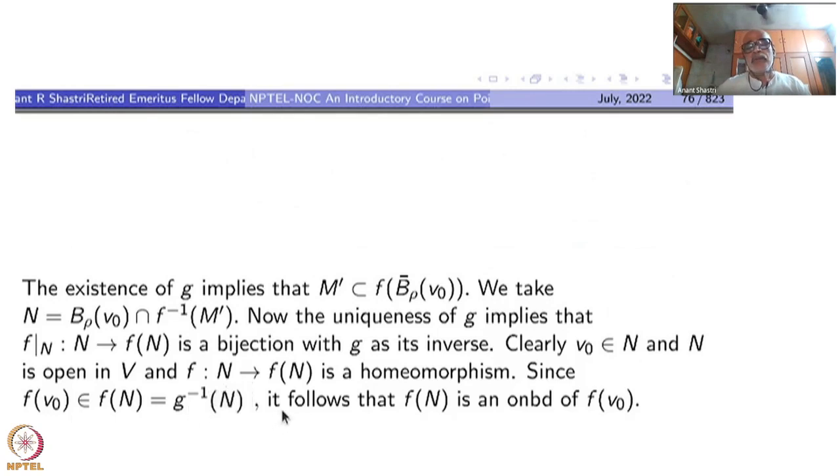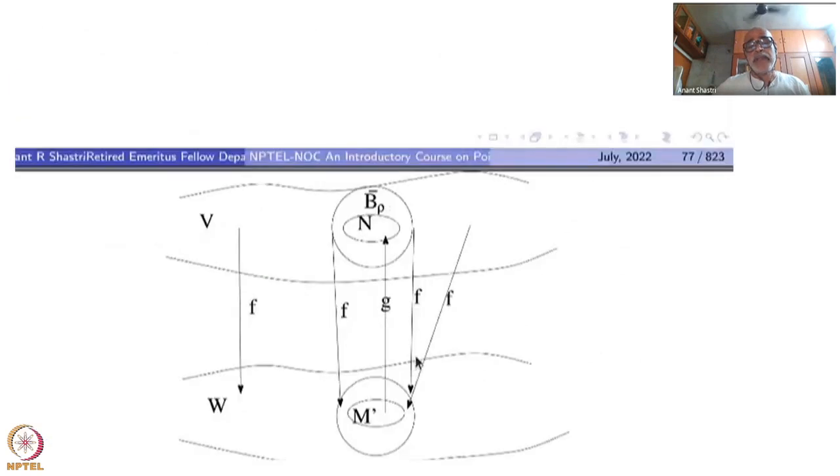Okay. So F(N) is also an open subset. Of course, it's a neighborhood of F(v naught). Okay. So here is the picture I have drawn. V to W, this F is a multivalued function. It is not assumed to be one map or anything. There is no need for that.